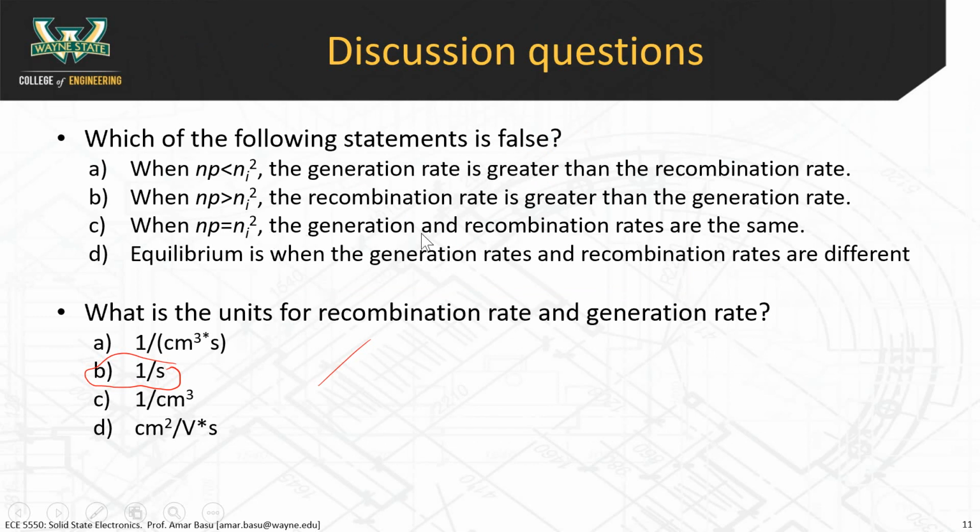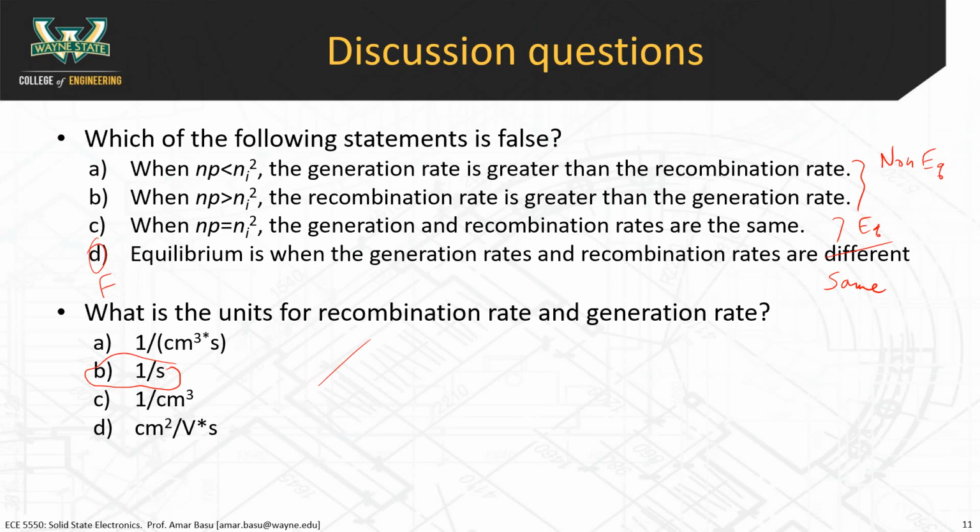Statement C: at equilibrium, the generation and recombination rates are the same. And D: equilibrium is when the generation rate and recombination rate are different. That is false, because at equilibrium the generation and recombination rates are the same. So these two are non-equilibrium situations. Those statements are true, and this is an equilibrium situation. That statement's also true: the units for recombination rate and generation rate are 1/second.